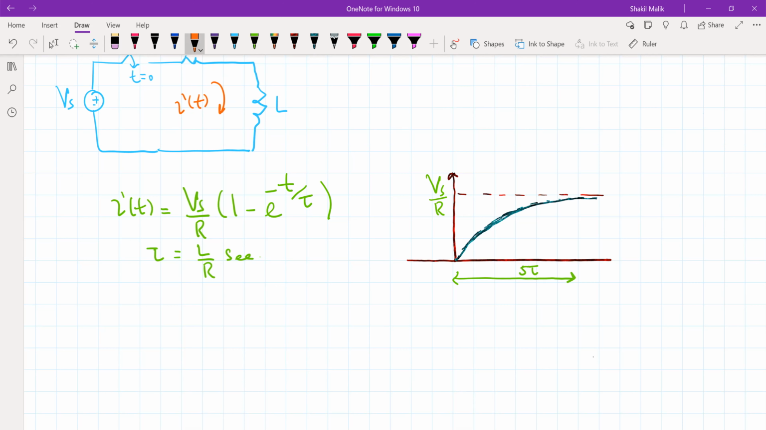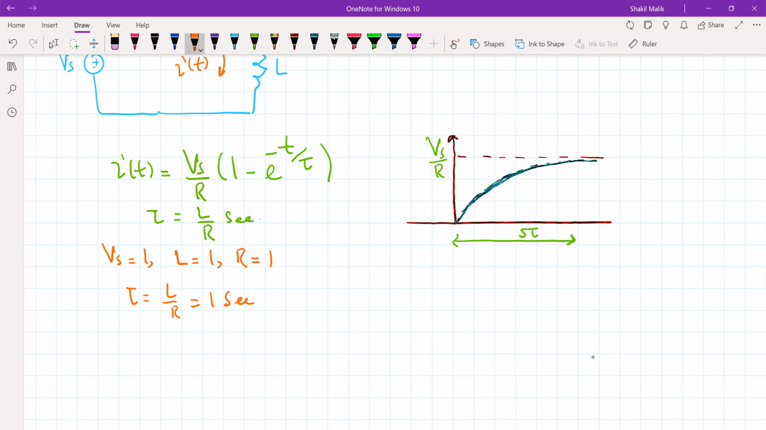And what is the time constant here? L by R. So if we take a simple example, say Vs is 1 volt, L is 1 Henry and R is 1 ohm, then what will be the time constant? L by R, that's equal to 1 second. That means in 5 seconds, the inductor current should be approximately equal to Vs by R. Vs is 1, R is 1, that is 1 ampere. So in 5 seconds, the inductor current should be almost equal to 1 ampere.